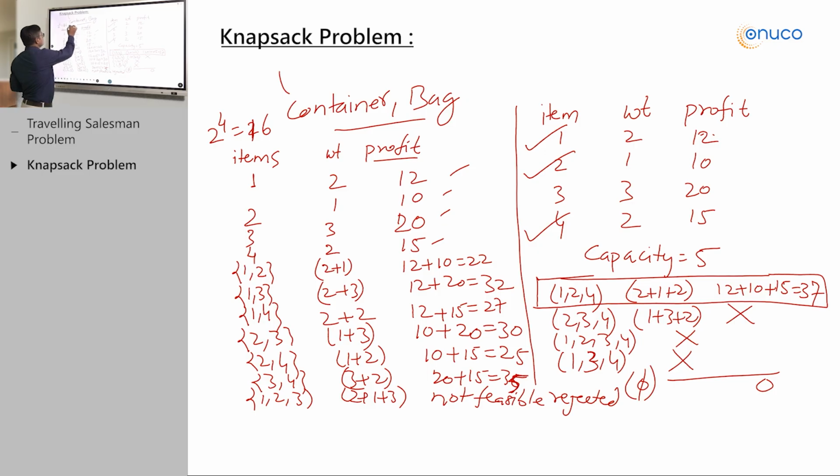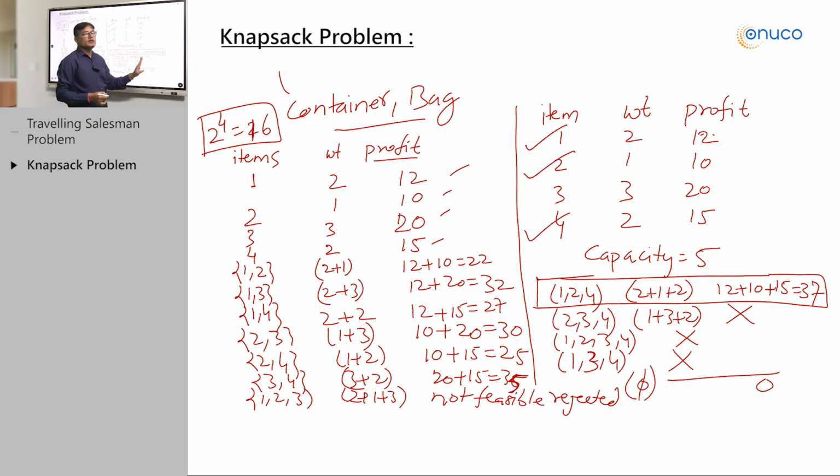So that is why, by seeing the number of items, first you have to find how many different subsets we need to check: 2 to the power number of items. So 16 possibilities. We have checked all 16 possibilities and finally we come to the conclusion that 37 is the maximum profit for this given knapsack problem.